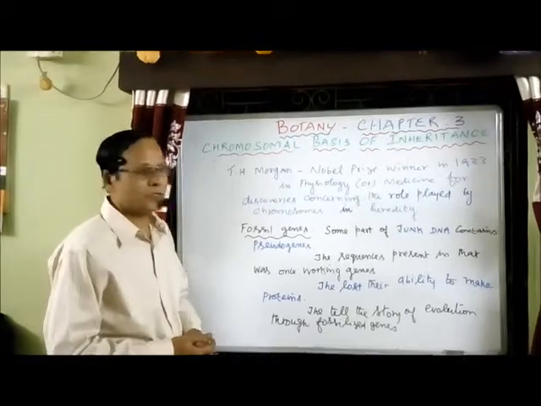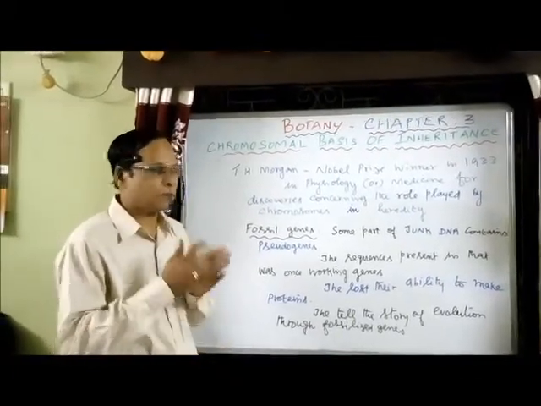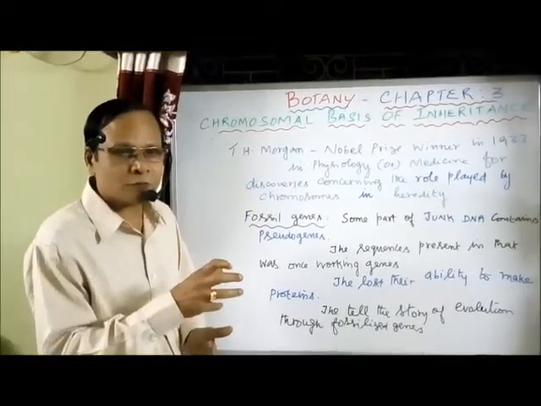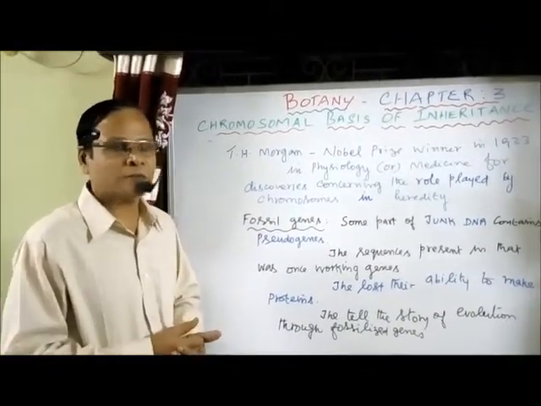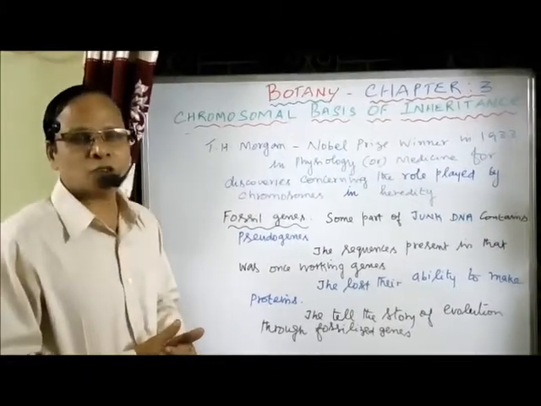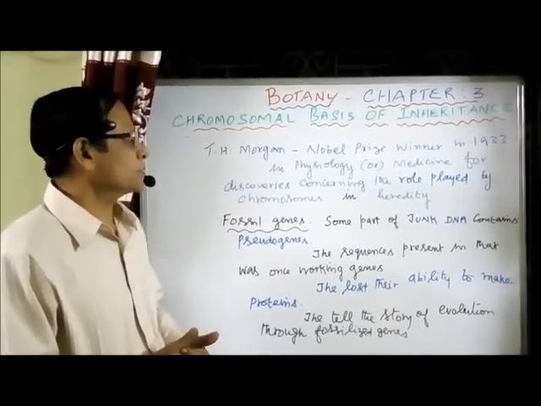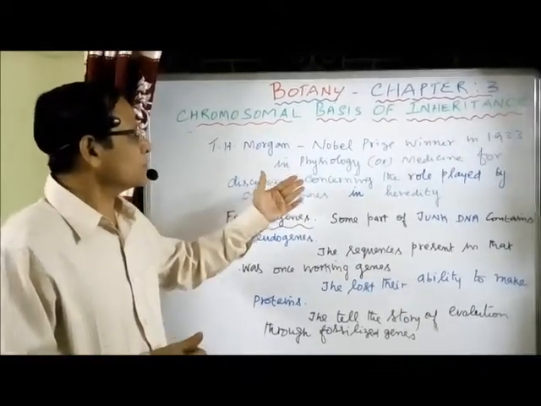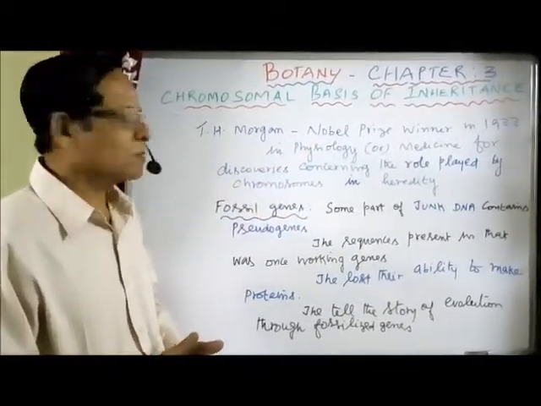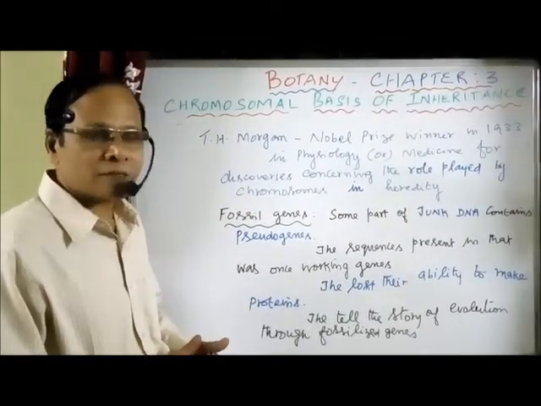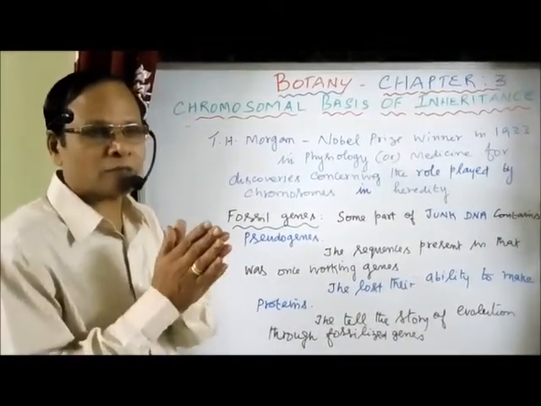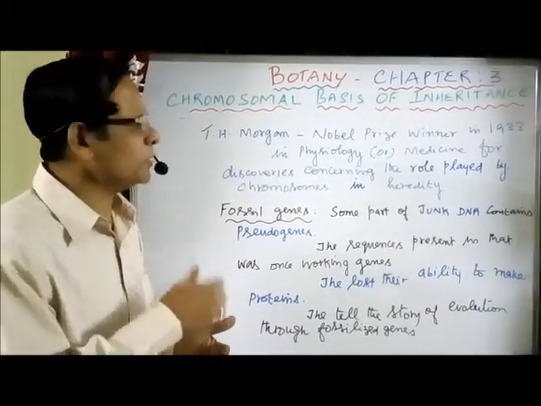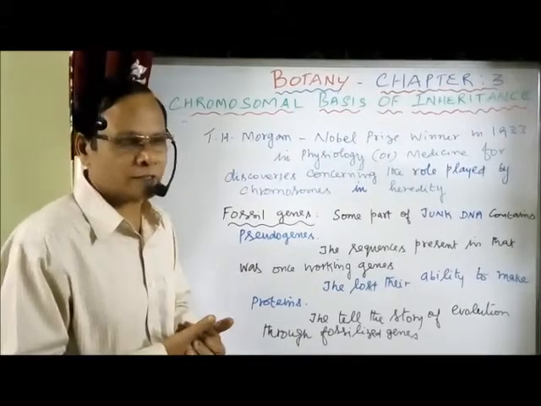While Sutton and Boveri actually proposed the chromosomal basis of inheritance, that concept was experimentally proved in 1910 by T.H. Morgan in Drosophila melanogaster. So he was awarded the Nobel Prize in 1933, for physiology or medicine, for his discoveries concerning the role played by the chromosomes in heredity. A Nobel Prize winner, he made a number of contributions to genetics.